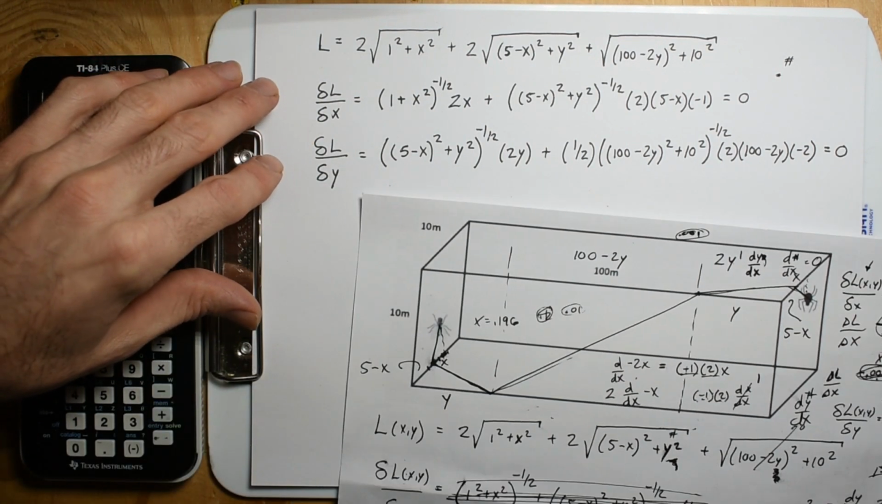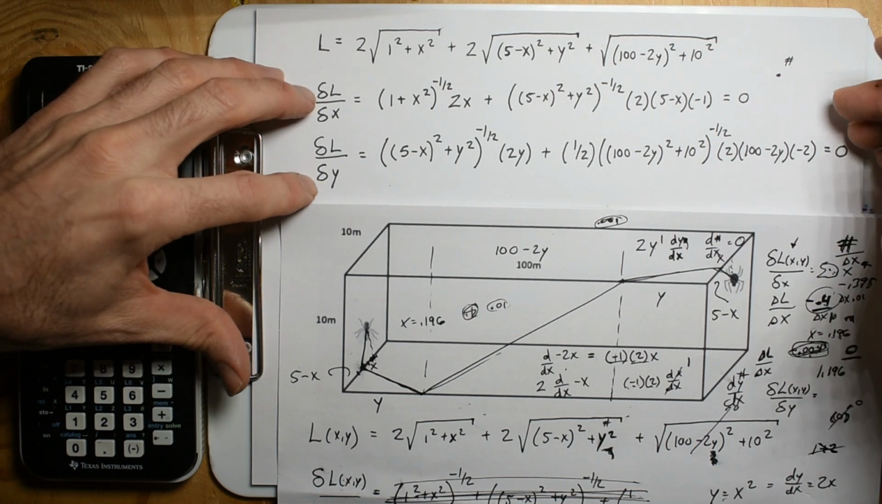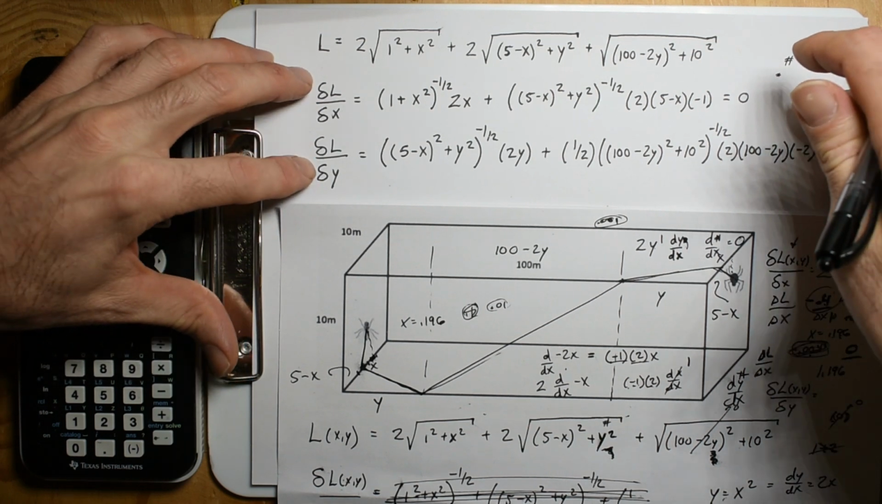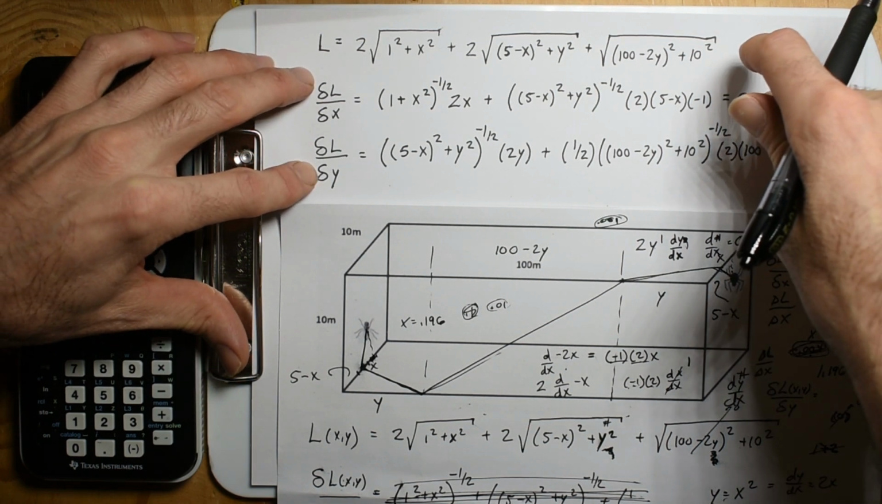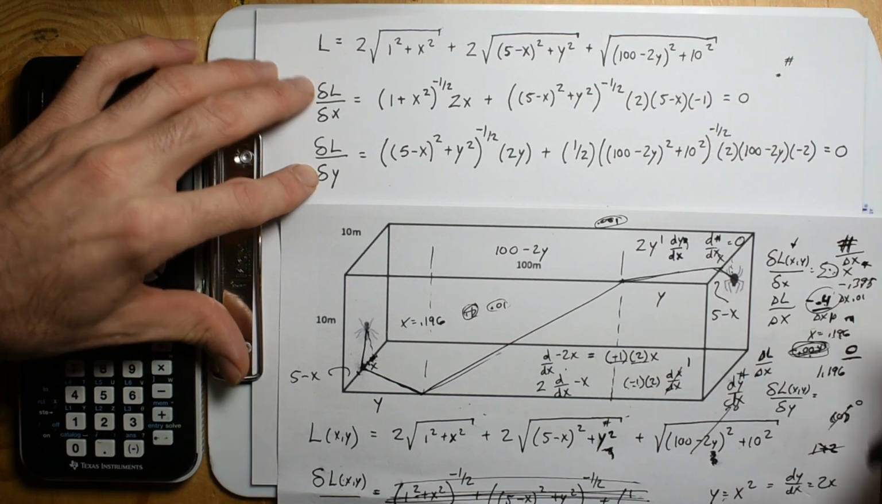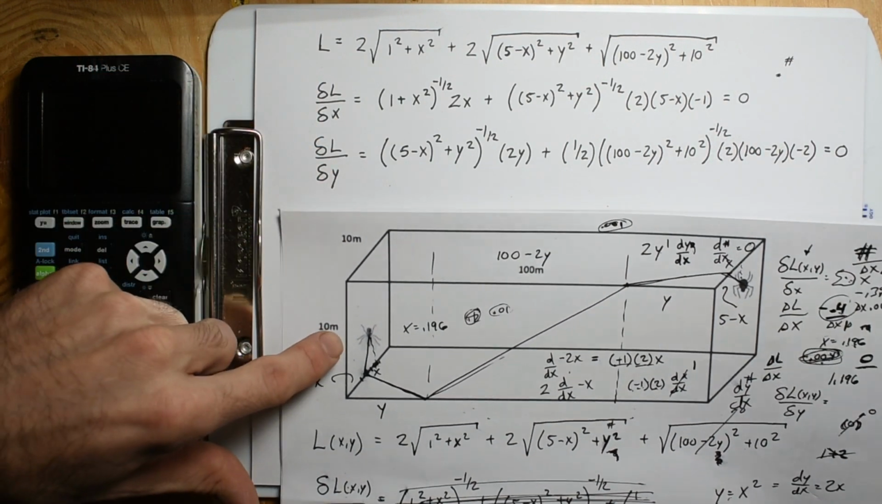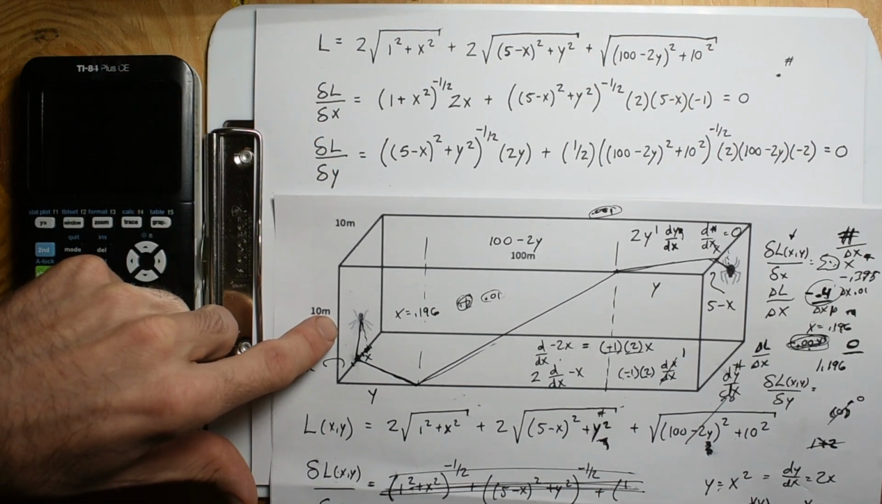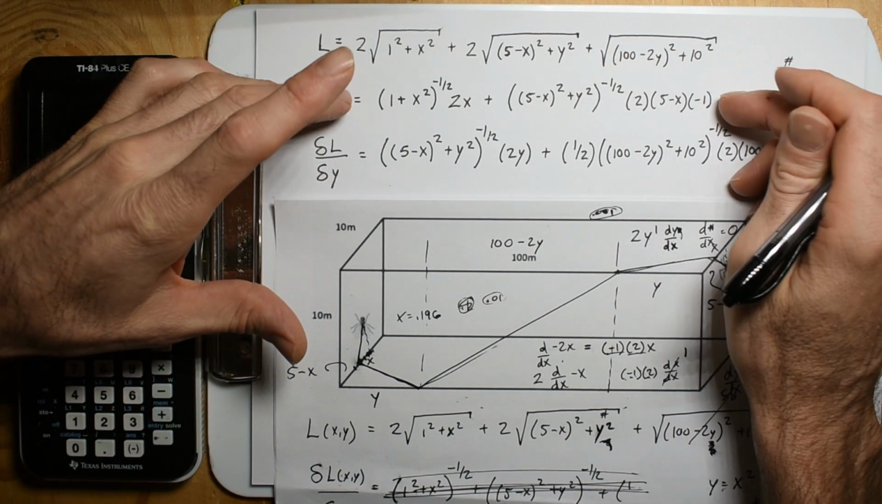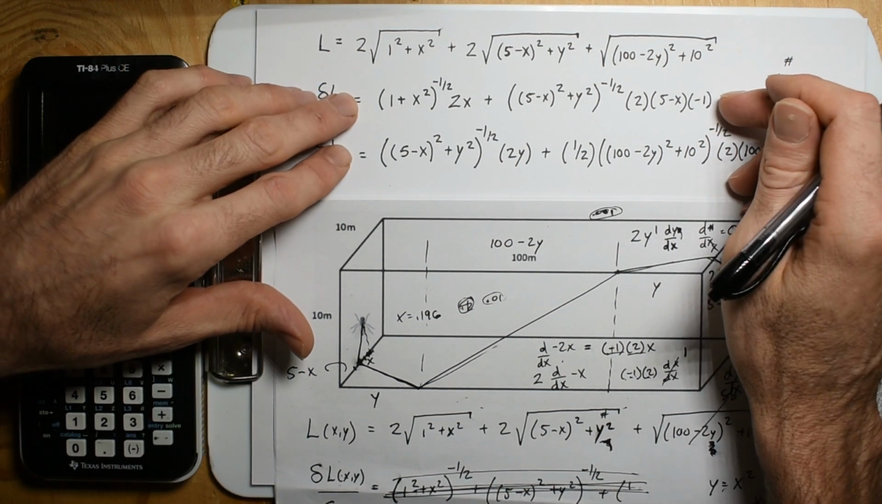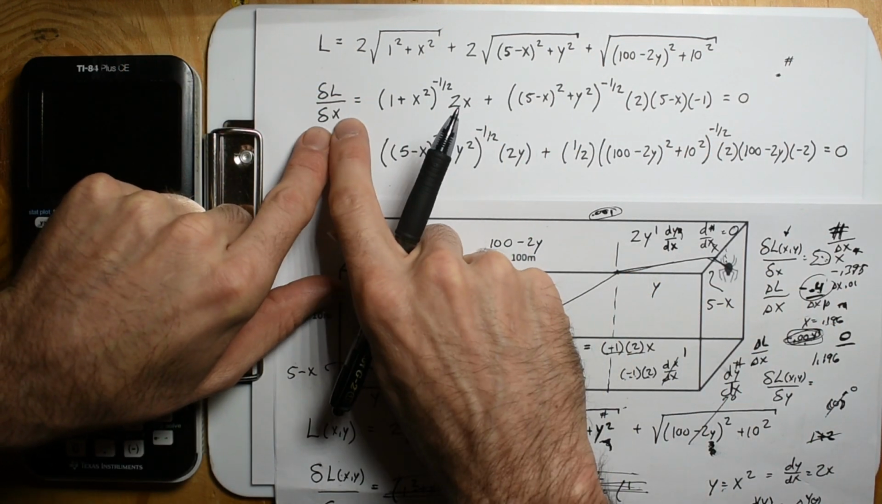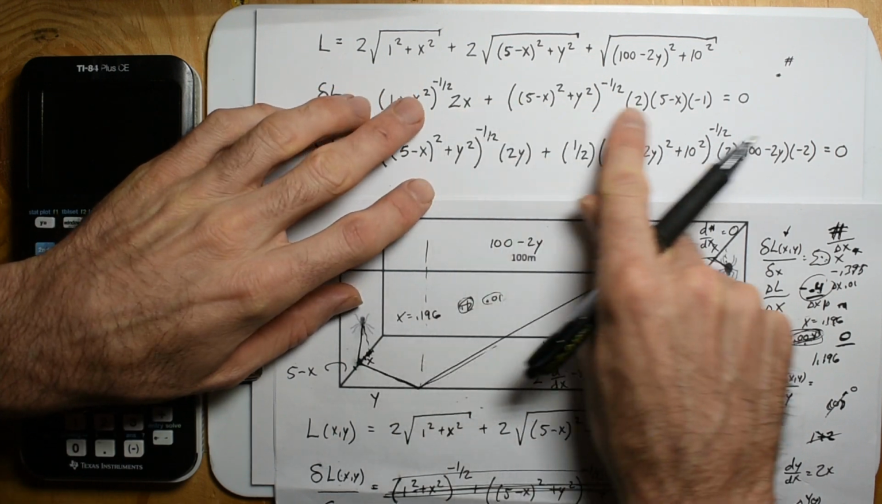But anyway, when you set these two partial differential equations equal to 0, this is where you're going to be optimized. And in this equation, when we differentiate with respect to x, we were optimizing x.